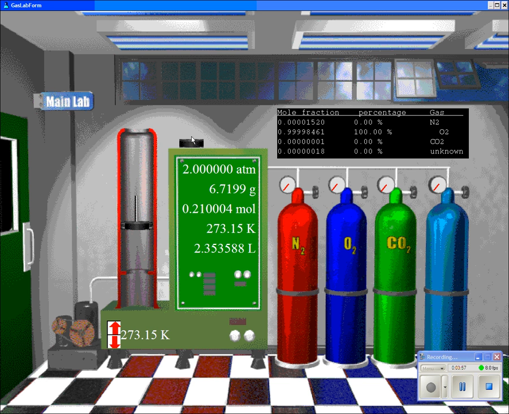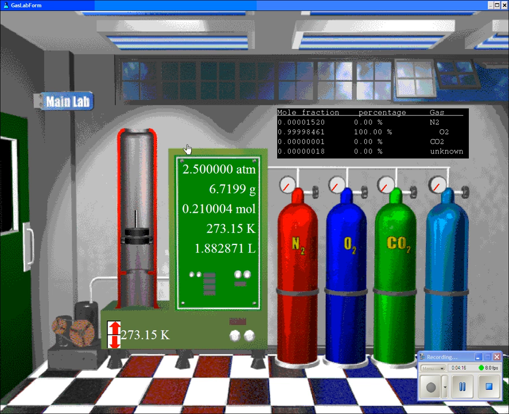The third scenario we're going to look at is if we drop a second weight onto our piston. So if I click on the second weight, again, we've compressed our gas further. Now the pressure is 2.50 atmospheres, and the volume is 1.88 liters.